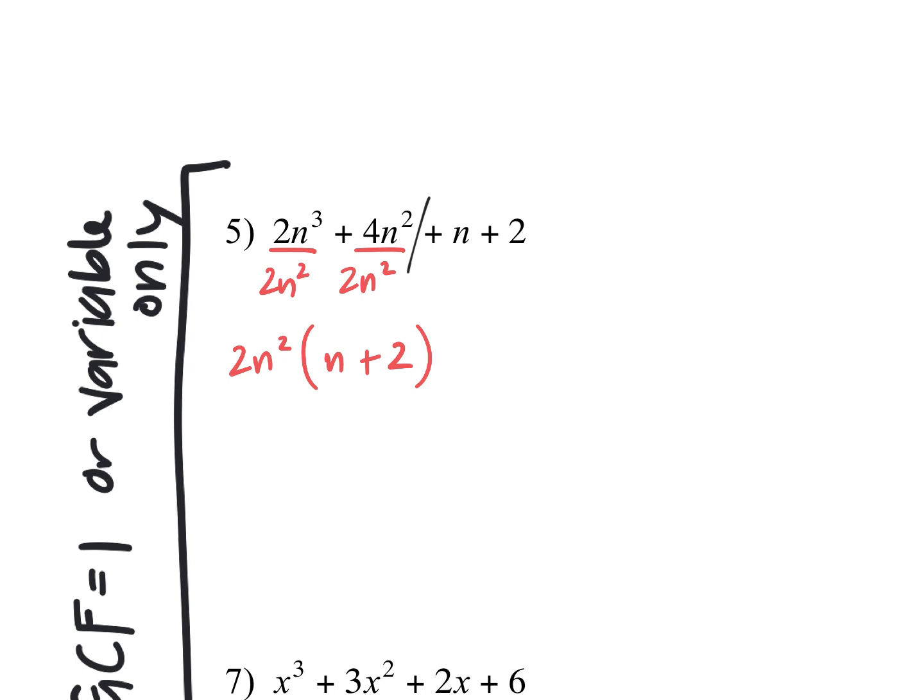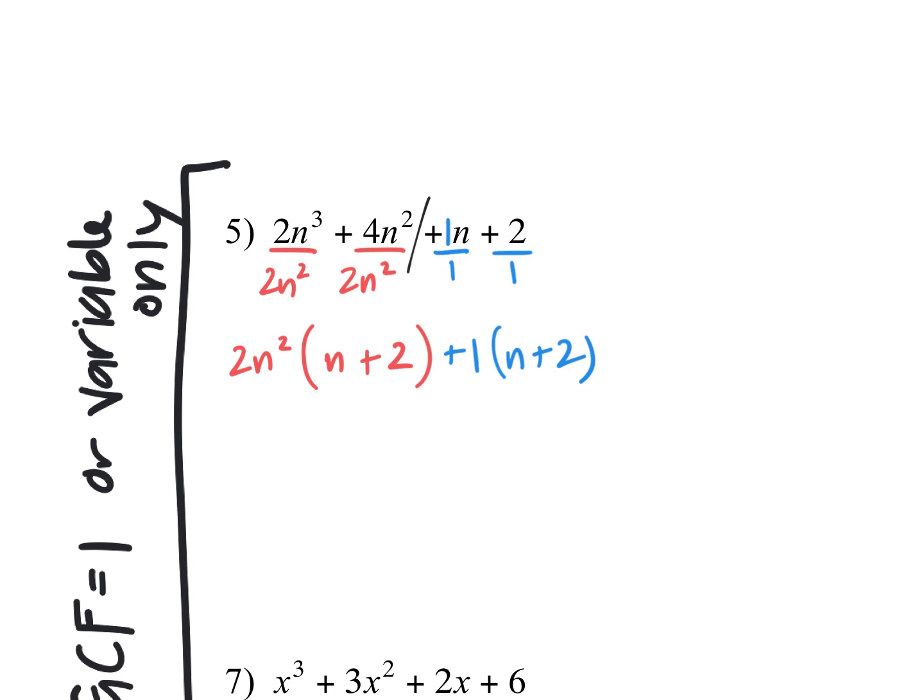And then on my right side, this has a 1 in front of it. So what can I take out of 1n and 2? I can only take out a 1. So I'm dividing both of these by 1. So I'll have plus 1 times n plus 2.